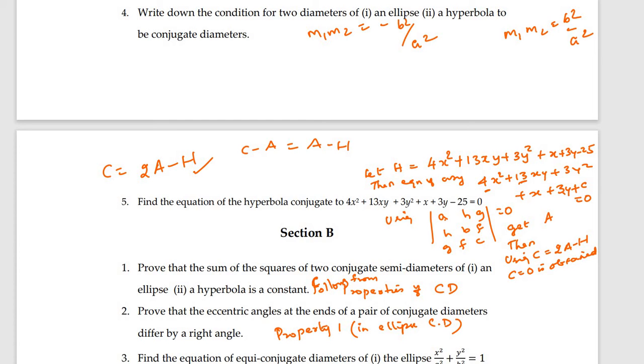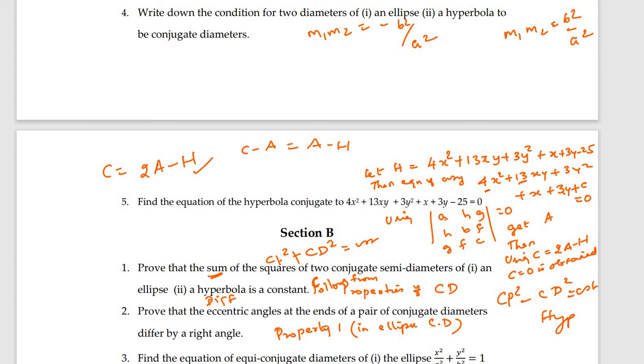Now in section B, these questions can be expected. Prove that the sum of the squares of two conjugate semi-diameters of an ellipse is constant. In the case of hyperbola, it is the difference. The sum is only for ellipse, but for hyperbola it is the difference, because we proved that CP square minus CD square is constant in the case of hyperbola. In the case of ellipse only, it is CP square plus CD square that is constant.